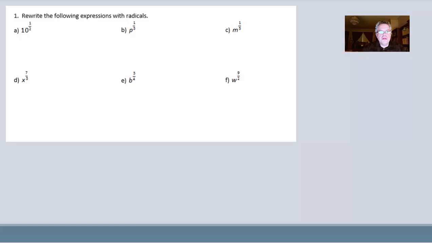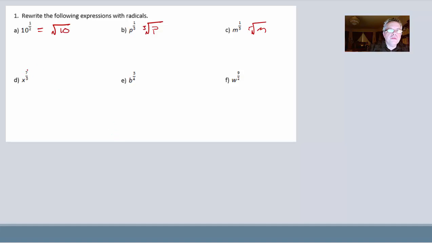So our job here is to rewrite these following as radicals, square roots or cube roots. So remember, the half power is equal to the square root of a number. So 10 to the 1/2, we could rewrite as square root of 10. P to the 1/3, we could rewrite as the cube root of P. M to the 1/5, that's the fifth root. So if it has a 1 in the numerator and just another number in the denominator, then it's just a root, like the fifth root of M.